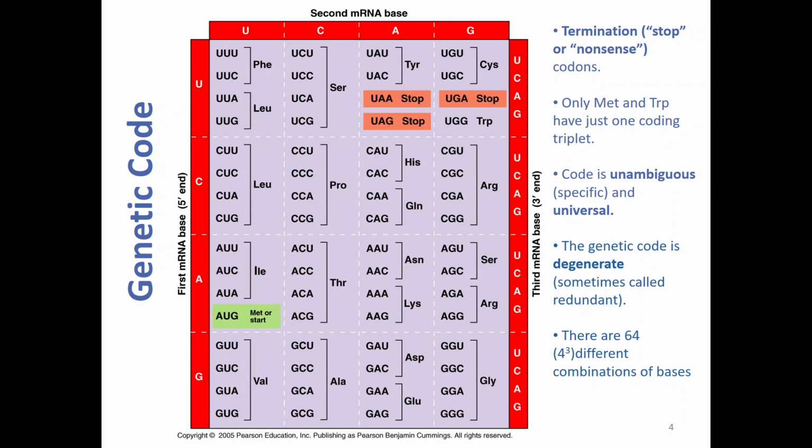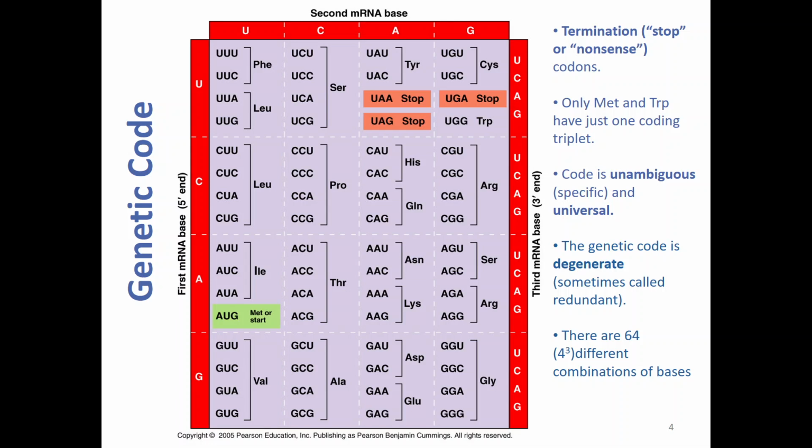So AUG codes for methionine, and that's your start codon, usually. In eukaryotes, yes, it's the start codon. In prokaryotes, we may have some other start codons. Okay? If you notice here, we have these stop codons, or what they're known as, nonsense. So always remember, stop codon, nonsense.